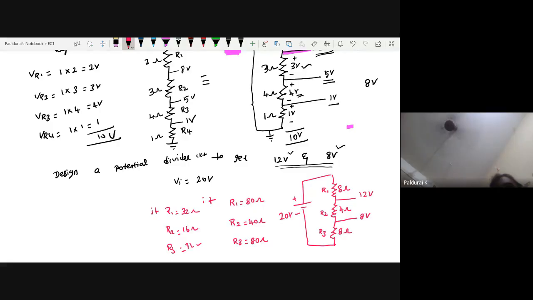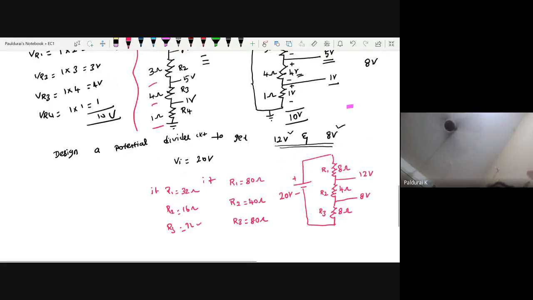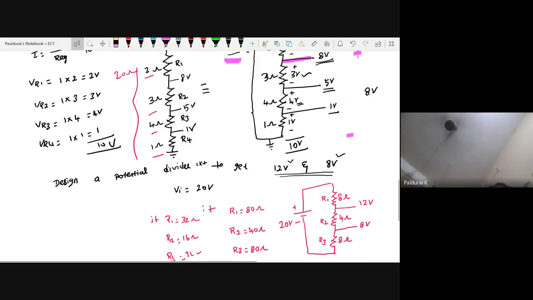Okay, here you may have a doubt. Why has this guy chosen R1, R2, R3, R4 as 2, 3, 4, 1? Not only 2, 3, 4, 1. If you want to go with 20 ohm, you can go. If R1 equal to 20 ohm, then what could be the values for R2, R3, R4? Once you know the concept, this is fundamental. Not that difficult, but you want to know. So this is the way to design a potential divider.